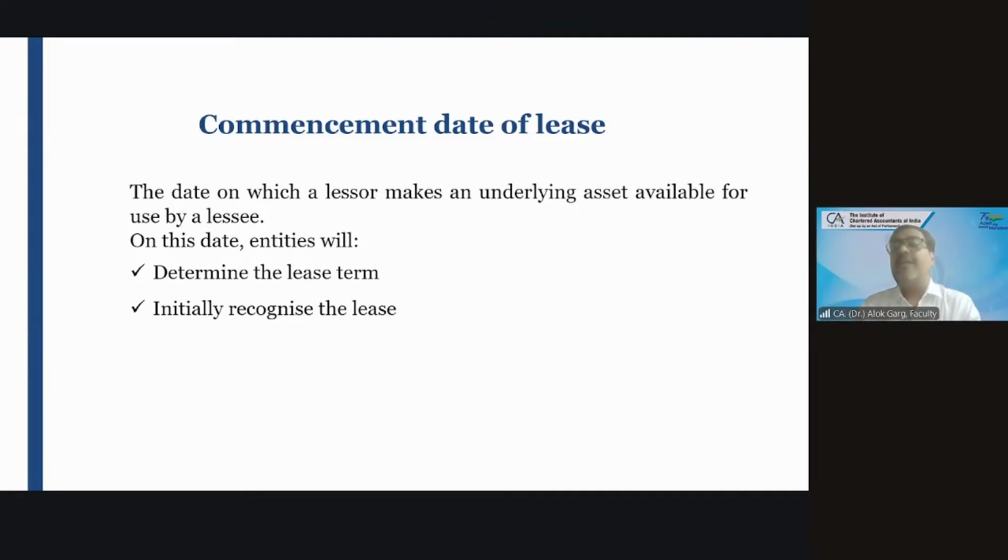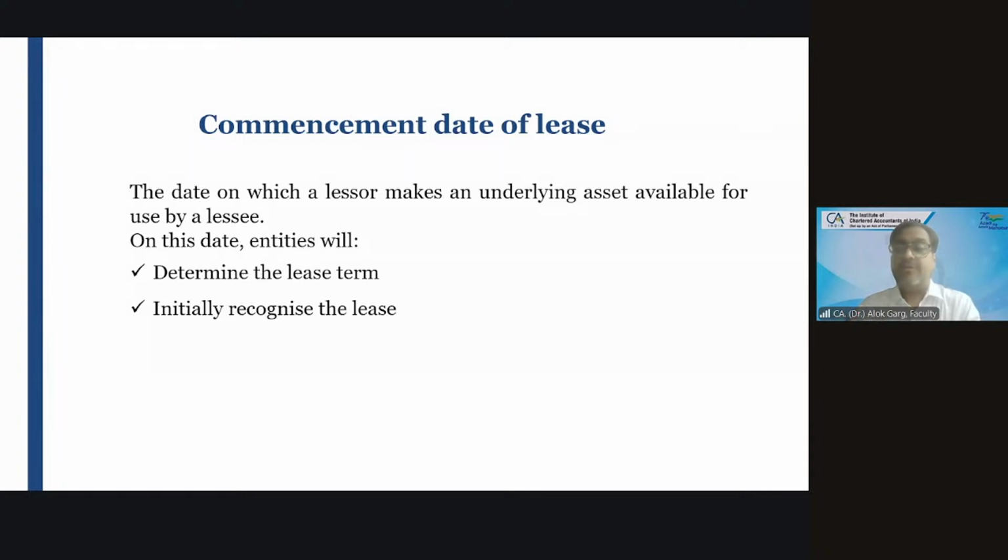Second, initially recognize the lease. The recognition of the lease means an accounting entry will be passed in the books of the lessor and the lessee on the date of commencement of the lease. On 1st of April, the lessee and lessor will pass an accounting entry for this lease. The lessee will recognize the right of use asset, and the lessee will recognize the lease liability. Is that clear? Yes, clear. Absolutely clear.